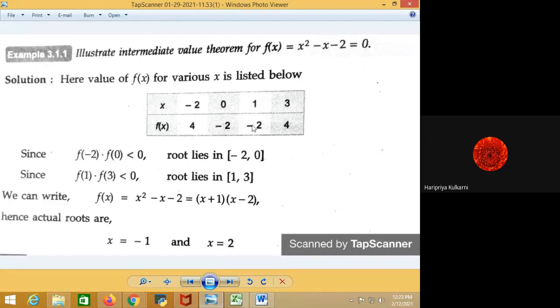For 0 and 1, the product will be positive, so surely a root is not there in between 0 and 1. Now minus 2 into 4 will be minus 8, so surely it is less than 0, so surely a root is there in between 1 and 3. So what we can conclude is there is one root between minus 2 and 0, and there is one more root between 1 and 3. This is what we can conclude from the intermediate value theorem.